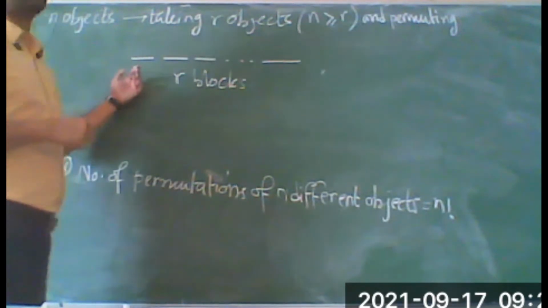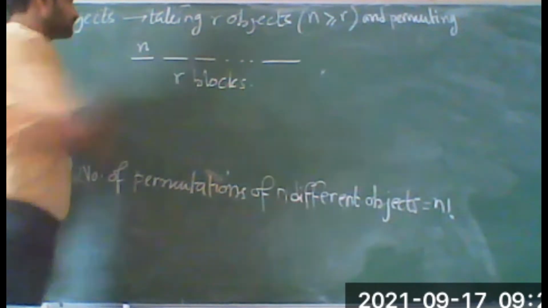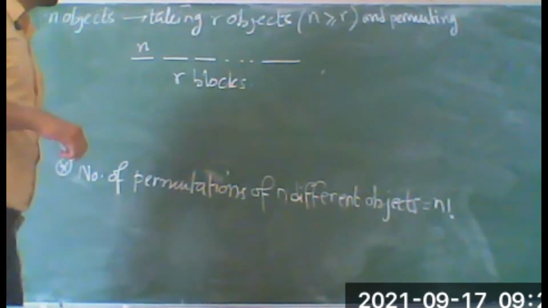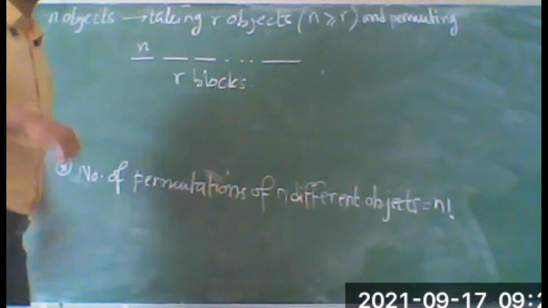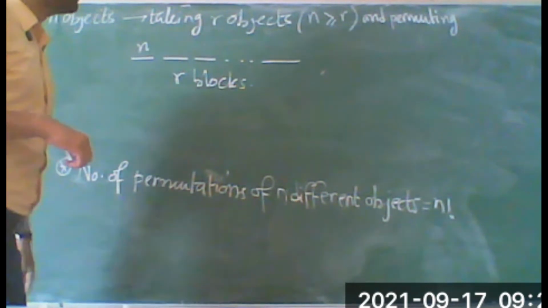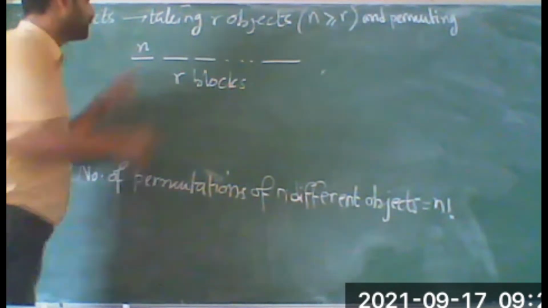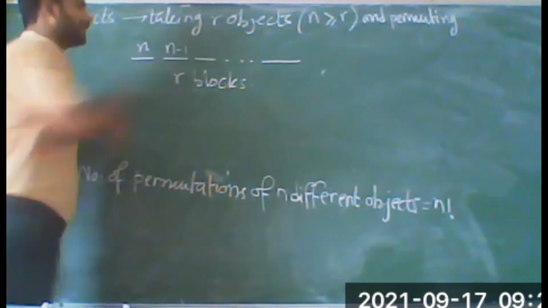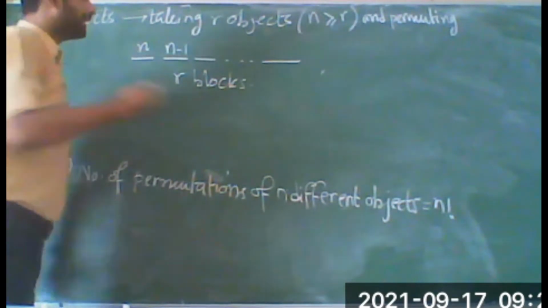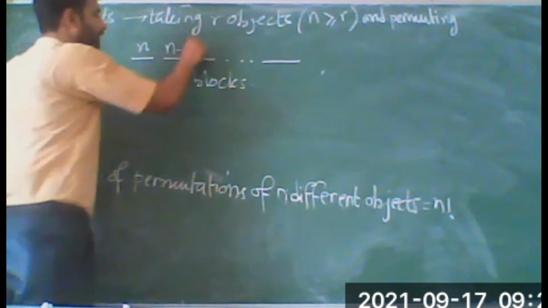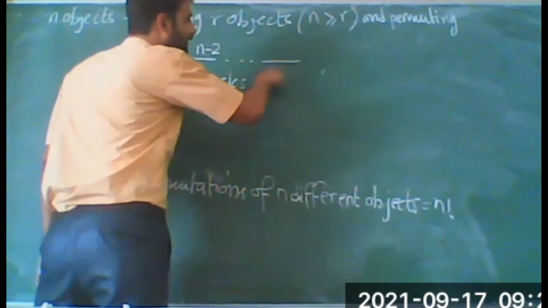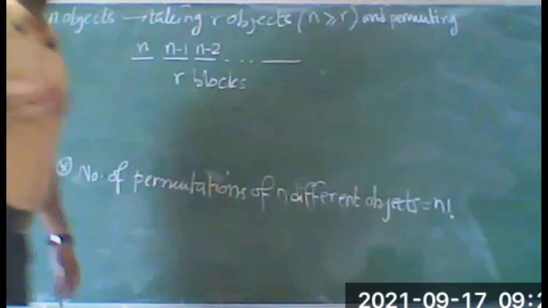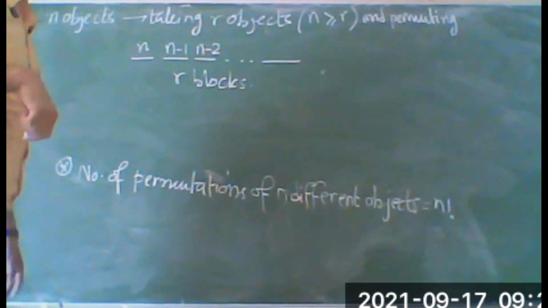So for the first position, obviously we have N possibilities, because we have N objects in our hand. One object we put here. Then for the next place we have N minus 1. Again one object we put here. So we have N minus 2. In this way, in these blocks, how many possibilities will there be? N minus R?